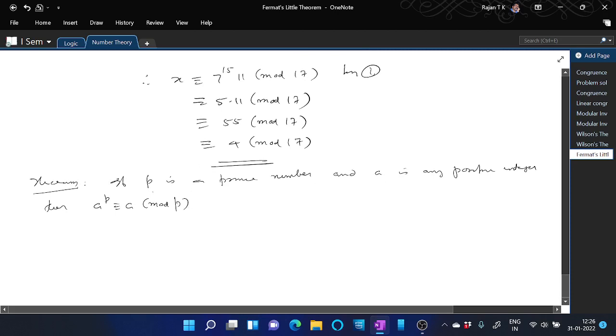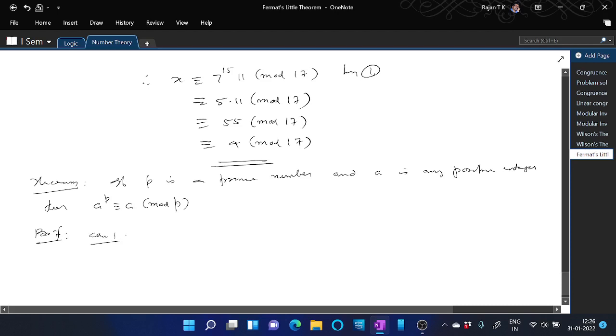For Fermat's theorem, actually, P and A are such that P does not divide A should be there. But here, P is any prime number and A is any integer such that then A raised to P is congruent to A modulo P. The proof is done by taking two cases.